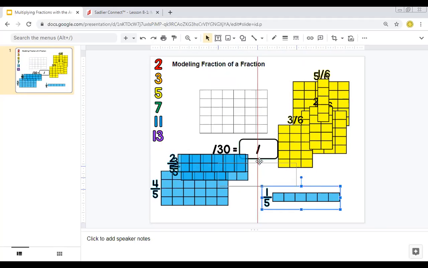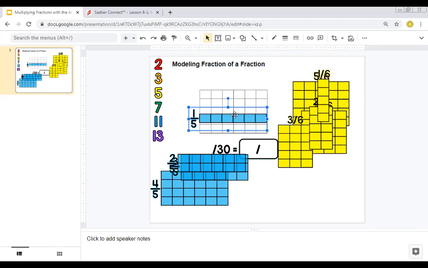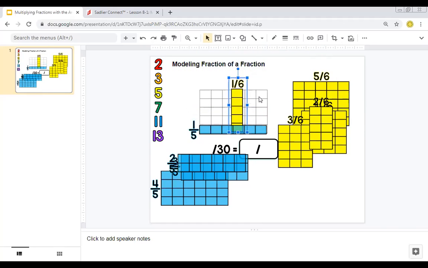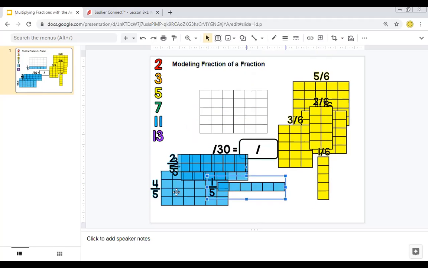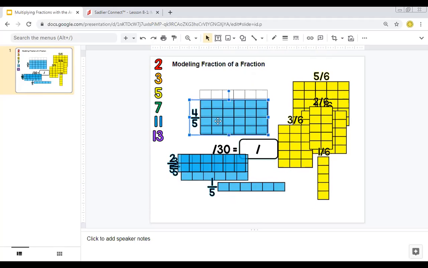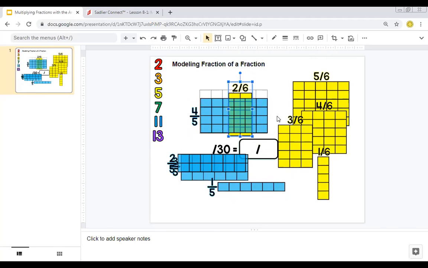Okay, let me get another one in here. What do you think when I put 1/5 down? 1/5 times 1/6 going to be? What's the answer going to be? 1/30th. Is this visual easier for us to understand? A little bit. Yeah, okay. 4/5 times 2/6, what would it be? 8/30ths. Do we see the green overlap, boys and girls?